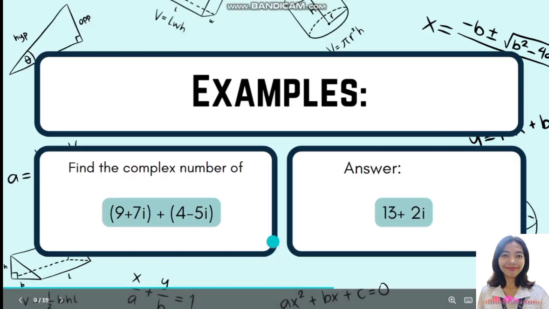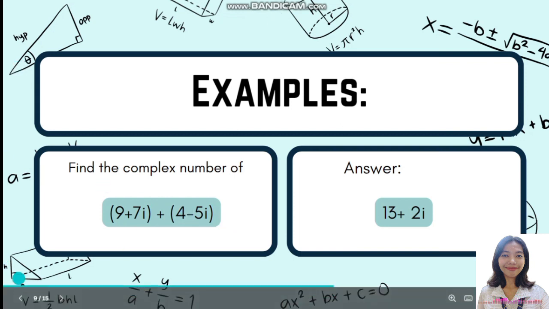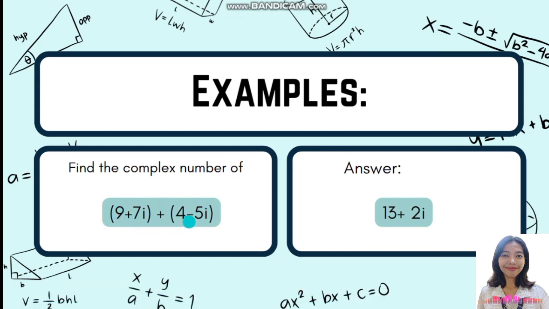And then we also have some examples here, by the way, class. Find the complex number of 9 plus 7i plus 4 minus 5i. So it is an addition operation. Just do the math. Just add 9 plus 4, and then add 7i plus negative 5i. So you can have a final answer of 13 plus 2i.